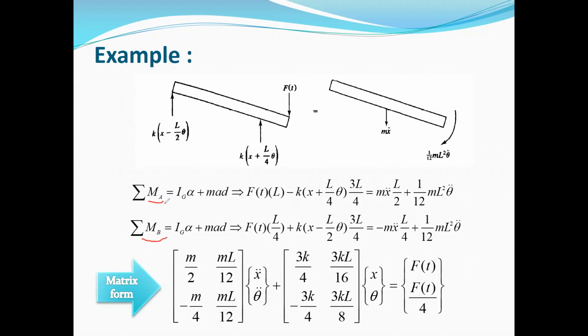We can write, you know, from dynamics, when you are writing the moment equation about any other point rather than the mass center, it's equal to Ig alpha, where Ig is the mass moment of inertia about the mass center, multiplied by alpha, which is the angular acceleration. And in fact, in this case, alpha is equal to theta double dot, plus MAD, where A is the translational acceleration of the mass center, and D is the distance between point A and the mass center. And in this case, the translational acceleration is equal to x double dot. And finally, we can write it.